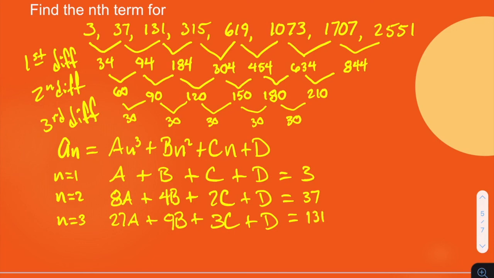You notice that the numbers are starting to get pretty astronomical because it's only a sub 3 and we're at 131. So now we're looking at n equals 4, and this will be our last one. 4 to the third power is 64, a plus 16b plus 4c plus d is equal to our fourth term, which is 315, because a sub 4 is 315. And as you see, what we're looking at is 4 equations and 4 unknowns. And I'm going to stop right there.